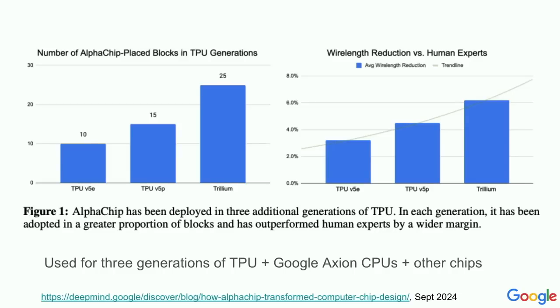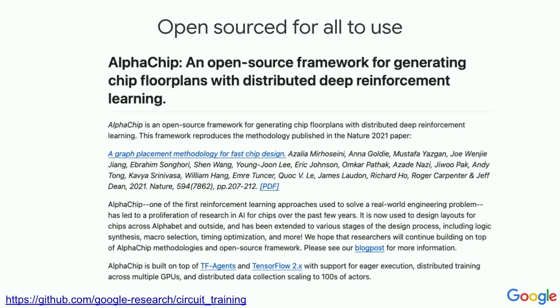So AlphaChip has now been used in multiple different TPU generations. The wire length improvement over human experts is improving quite dramatically, generation over generation. It's also been used for data center CPUs and other chips. It's also been open sourced, so people can use it for chip designs of their own. And we've released a pre-trained checkpoint as well for the 20 blocks that were used in the Nature paper, so people can get that green line performance right out of the box without having to do their own pre-training.